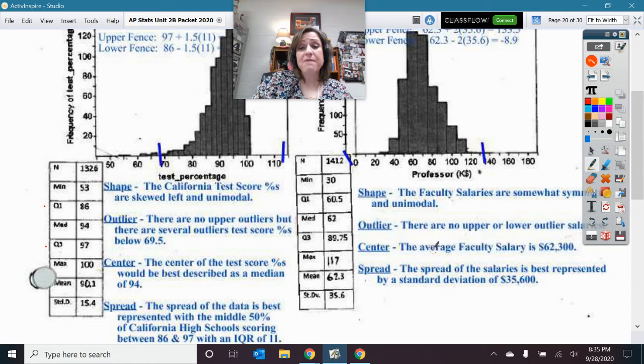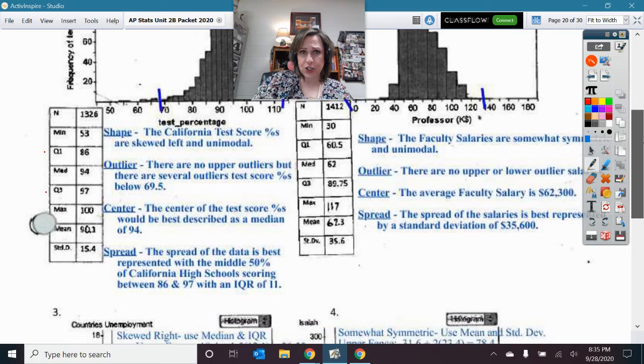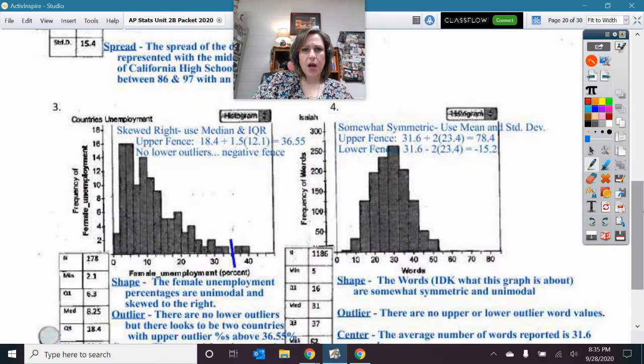The center, the average, because see, I'm using mean. The average faculty salary is $62,300. The spread of the salaries is best represented by that standard deviation. And so I could probably say here the average distance from the mean is $35,600.